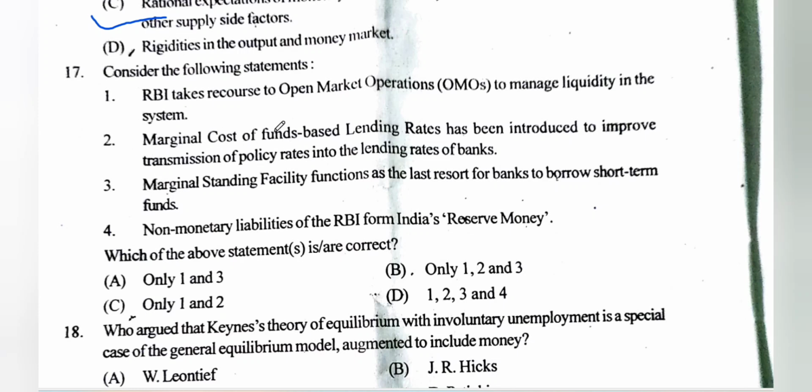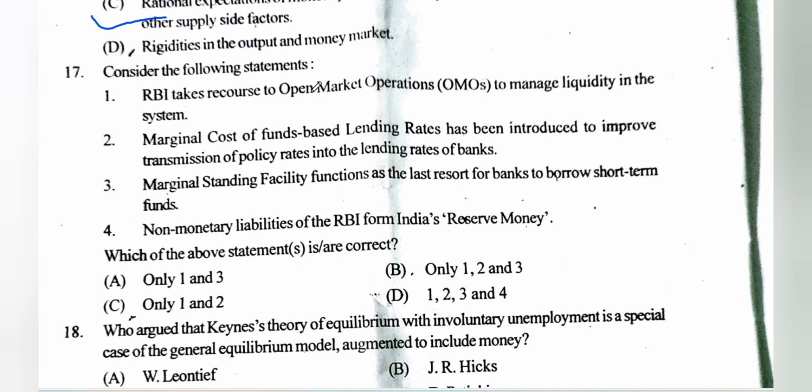Option 2, marginal cost of funds based lending rates has been introduced to improve transmission of policy rates into the lending rates of bank. It is also correct as it helps in lending policy. Option 3, marginal standing facility functions as the last resort for banks to borrow short-term funds. It is also correct because RBI is the lender of last resort and it helps in case of emergency.